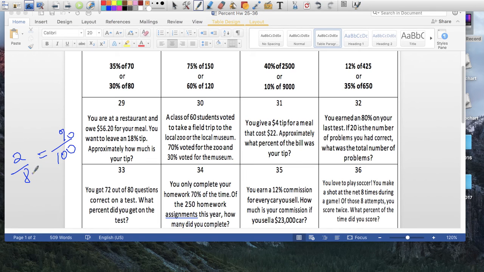If you see the up and down, how does the 8 become a 2? Divide by 4. And out of the 100, you're going to divide by 4 too. And 100 divided by 4 is 25. So if you shot 8 times and you made 2 goals, it means that you made 25% of your shots on goal. Okay, and that's your answer for the last question. This one was a little bit shorter.